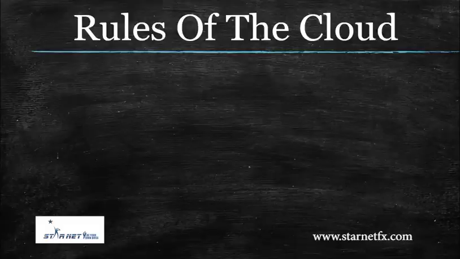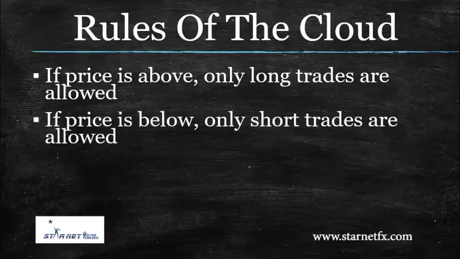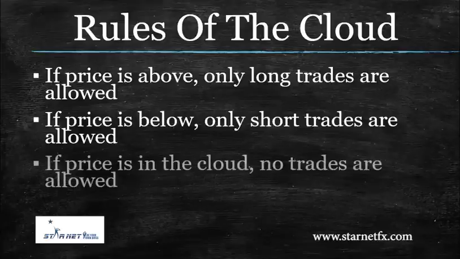So for your notes, these are the overall basic rules of the Kumo cloud in Ichimoku. If price is sitting above the cloud, only long trades are allowed. And we're going to talk about how to find those trades soon. But just know you're only allowed to take longs if price is sitting above the cloud. And conversely, if price is below the cloud, you may only take shorts and do nothing else. If for some reason price is sitting in the middle of the cloud, like you saw in that euro-dollar example, no trades are allowed. It's an indecision point.